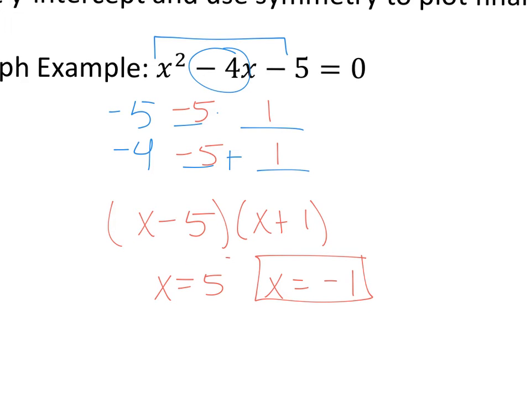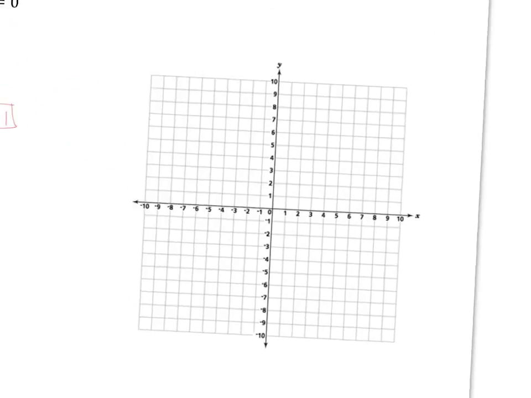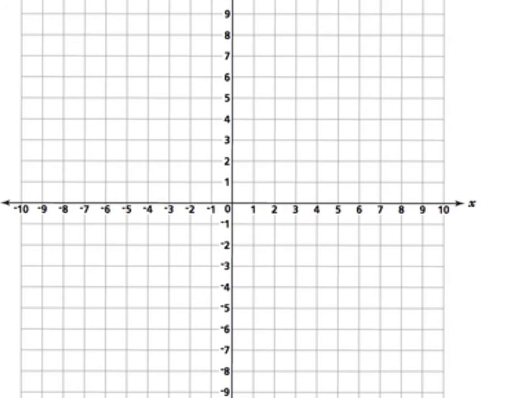And what you should have remembered in Algebra 1 is those are actually your solutions or x-intercepts. So if I know that it's going to cross at 5 and negative 1, those are my x-intercepts, I can go over here to my graph and plot dots at x equals 5 and x equals negative 1. Okay, you only need 3 points in order to graph.